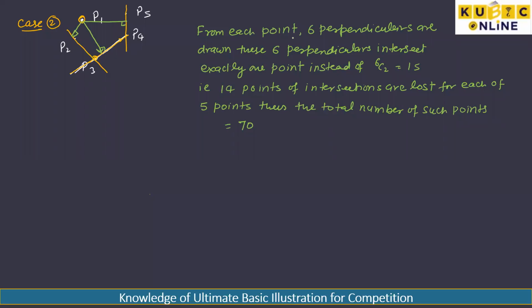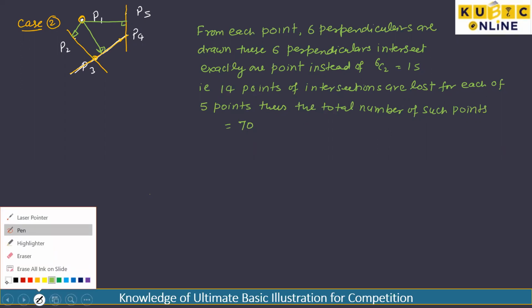From each point, six perpendiculars are drawn. These six perpendiculars intersect at exactly one point instead of 6C2, that is equal to 15. So we are getting a total of 15 such points of intersection, and 14 points of intersection are lost for each of the 5 points. So the total number of such points will be 70.